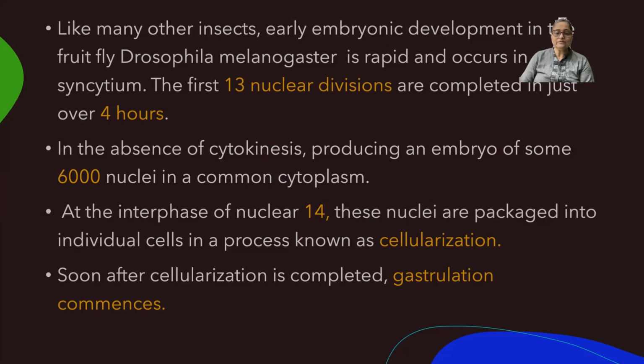At the 14th division, these nuclei are packed into individual cells, and this process is known as cellularization. All the nuclei are packed in the embryo, and soon after cellularization is completed, gastrulation commences. What is gastrulation? That is the formation of the 3 germ layers. So let's move ahead.